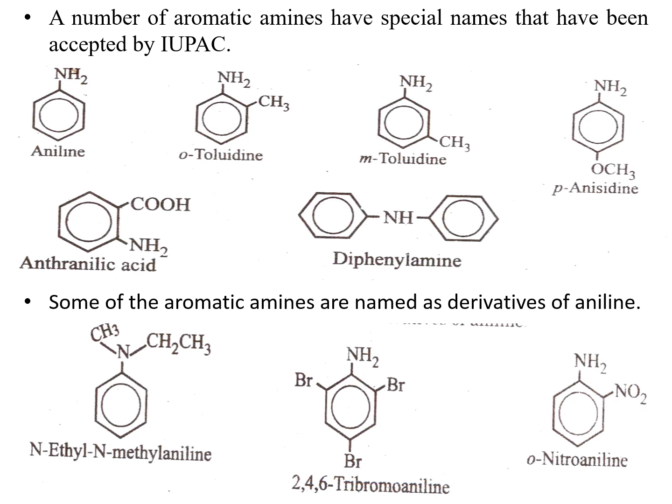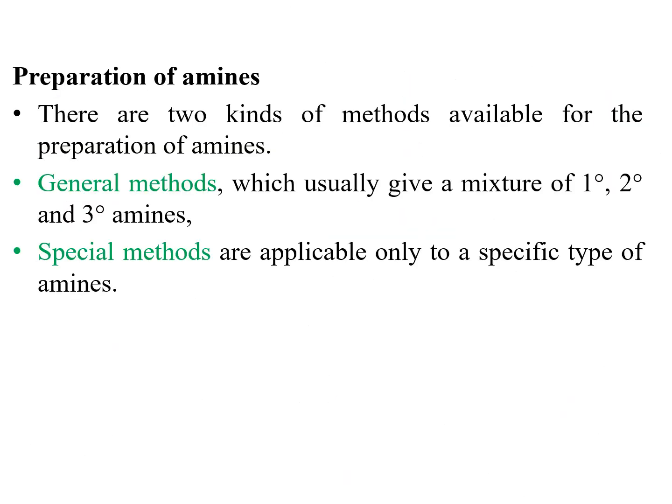If these hydrogen atoms are substituted by methyl or alkyl groups, then the parent name will still be aniline, and the substituents will be written with their names like N-ethyl, N-methyl aniline, 2,4,6-tribromoaniline. And the last example is ortho-nitroaniline. In the next lecture, we shall talk in detail about the synthesis of amines, and we shall discuss all the methods that are used to prepare amines at laboratory level as well as at industrial level.